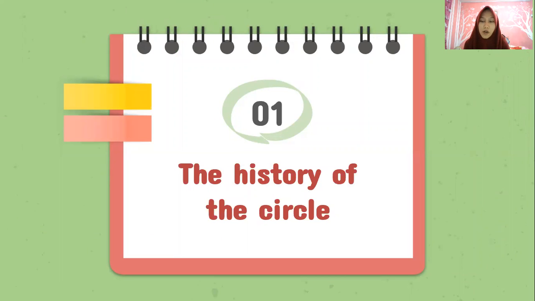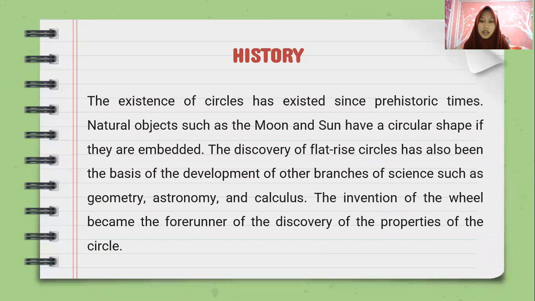The first thing we are going to talk about is the history of the circle. In mathematics, a flat shape like the circle is one of the flat shapes often found in the material studied. One example of a flat shape is a circle. To be able to calculate the area of a circle properly and correctly, it would be better if we master the circle and also its history, so that we can understand the concept of the area formula of the circle much more easily.